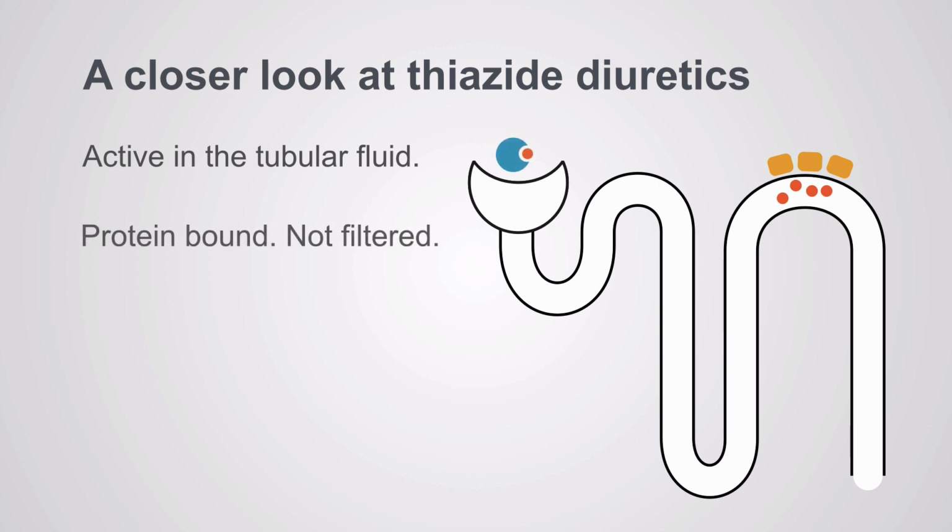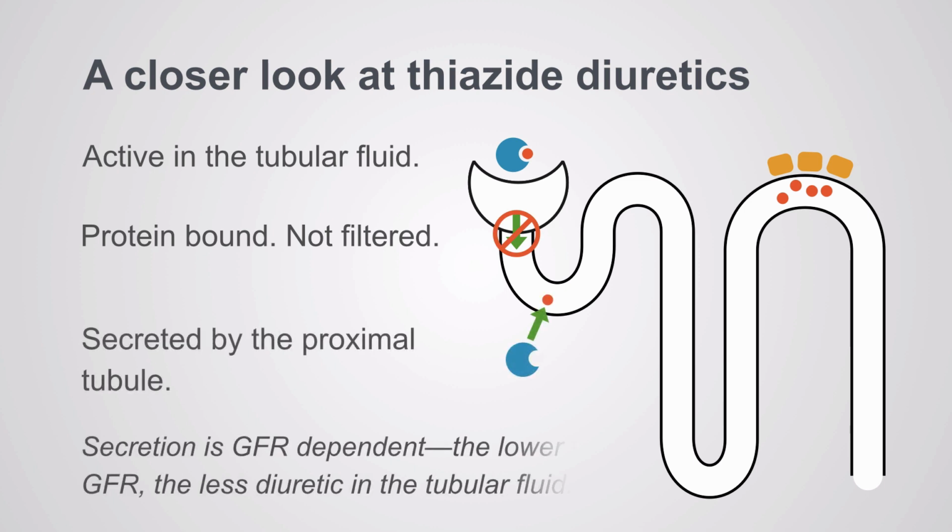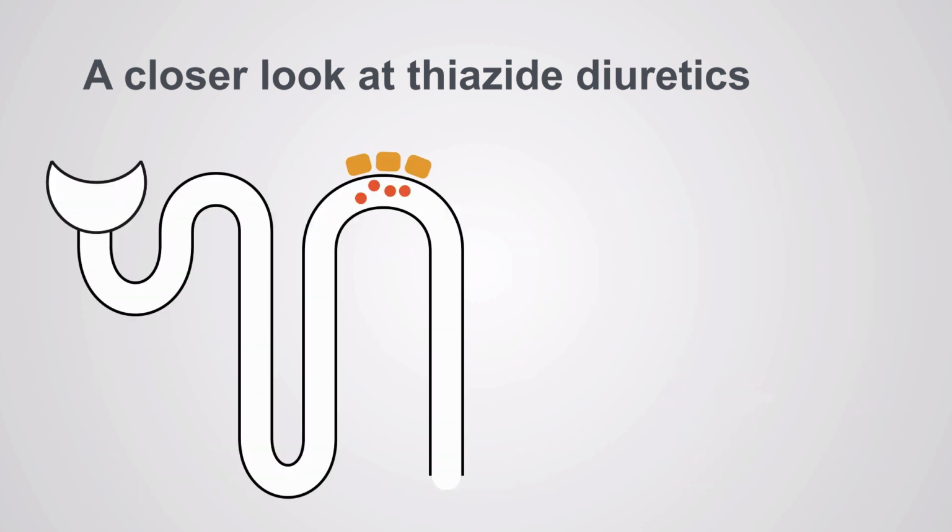In order to get there, they would need to be filtered. However, they are protein bound and cannot be filtered at the glomerulus, and so they enter the tubular fluid by secretion in the proximal tubule. Secretion is GFR dependent, so the lower the GFR, the less diuretic that reaches the tubule. Let's take a closer look at the mechanism of thiazide diuretics at the cellular level.